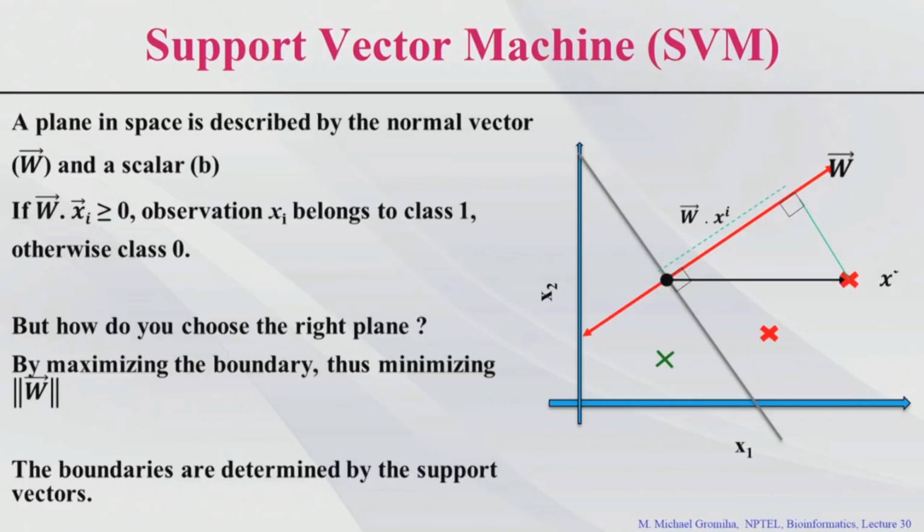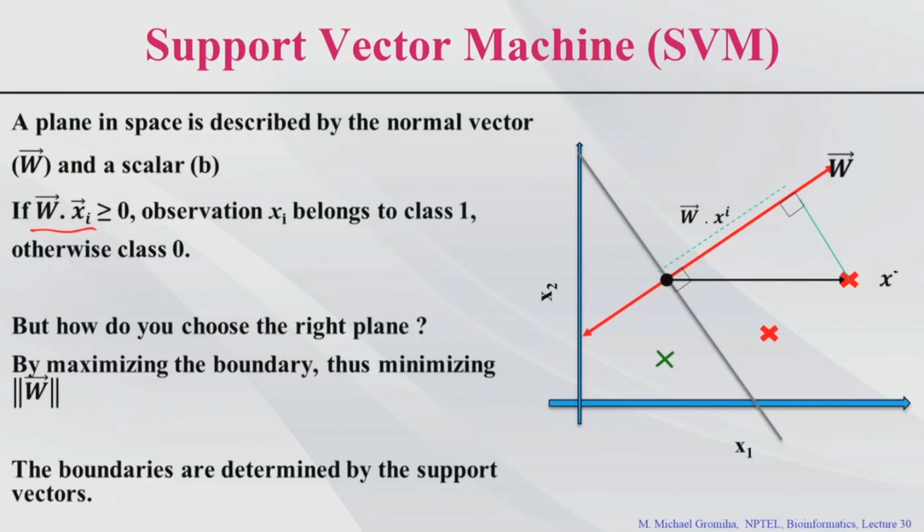How to do this? For example, take any plane in the space, this is your hyperplane. Take a normal vector, here is a normal vector, say w vector. Then if w dot x i is more than or equal to 0, we can take this observation as belonging to class 1, here you can see TMH, otherwise it is a TMS.